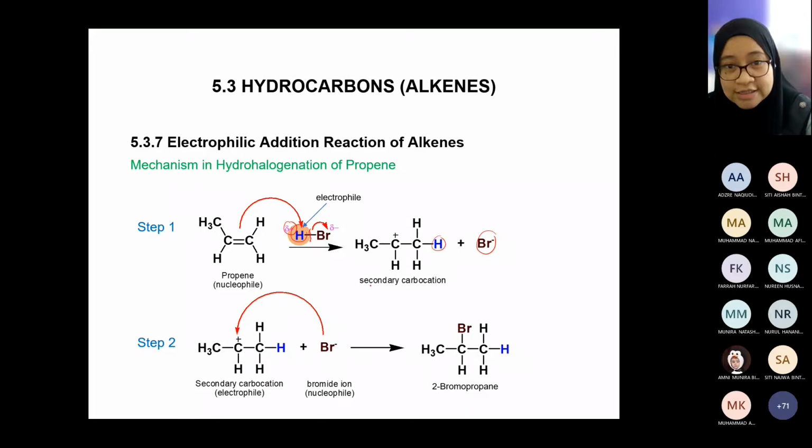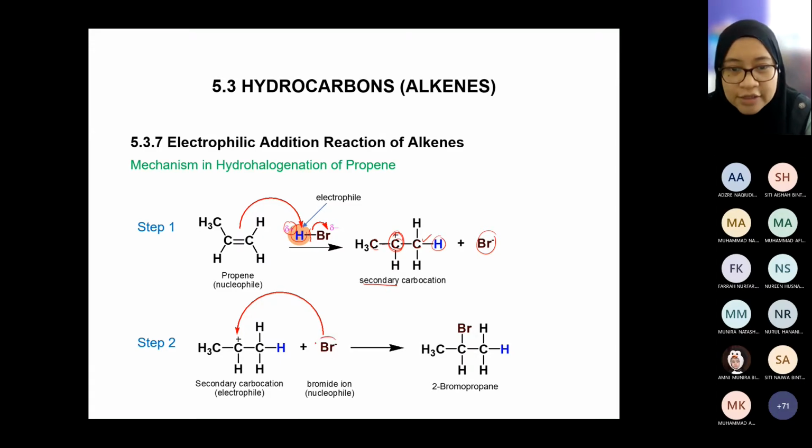And this will form a secondary carbocation. This carbon is settled already. This adjacent carbon is now becoming the carbocation. So this is a secondary carbocation. How do we know that this is a secondary carbocation? Because this carbon is attached to another 2 carbons. That's why it is a secondary carbocation. Okay, because it is attached to 2 other carbons. So that's why it is secondary.